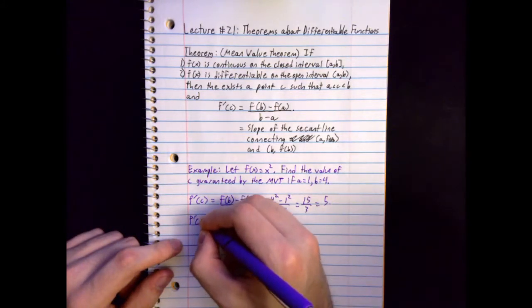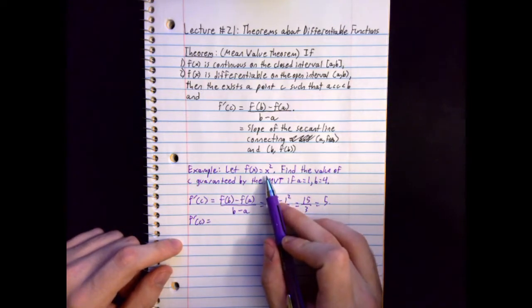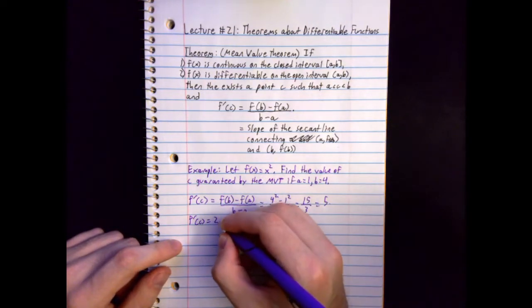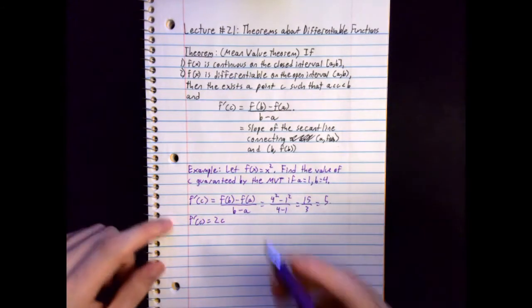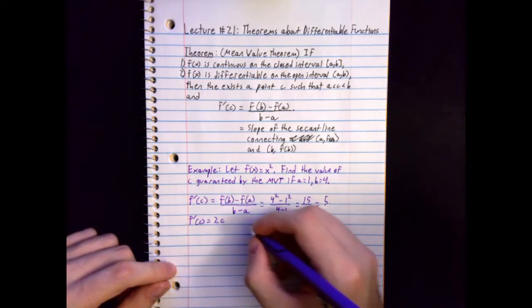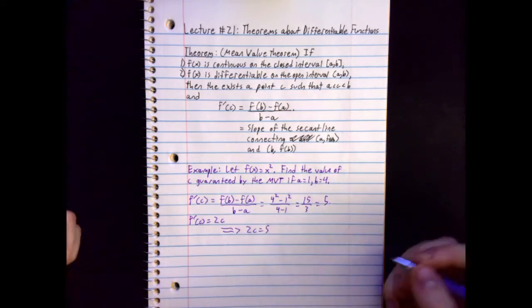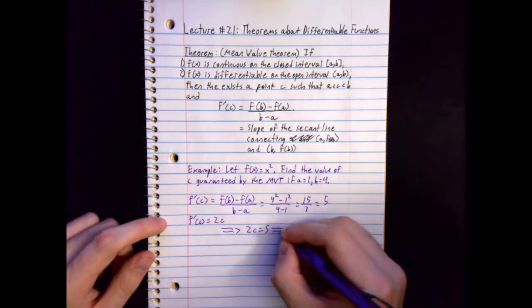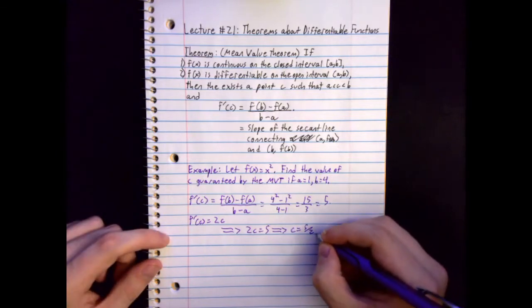And then what is f prime of c? Well, f prime of c is just 2c, right? I take the derivative of x squared and I get 2x, so this is just going to be 2c. So what are we really interested in? We really want to solve the equation 2c equals 5. Well, that's easy enough. c is just equal to 5 halves.